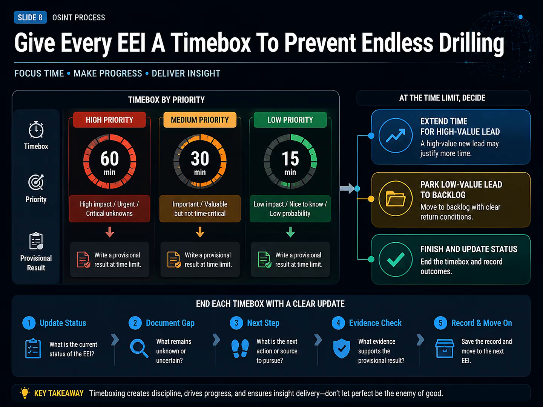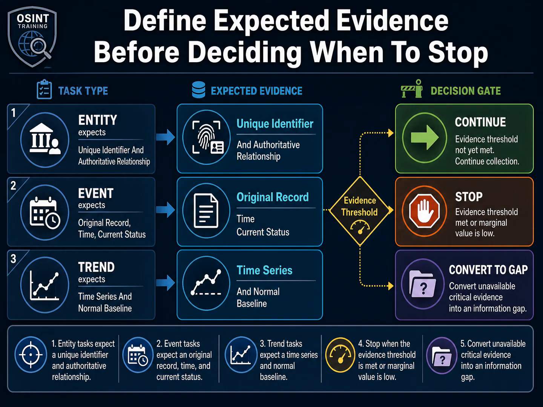At the end of every time box, update status, information gap, and next step. The team can then see where the investigation time went. Expected evidence must be written in advance because it tells us when to stop.